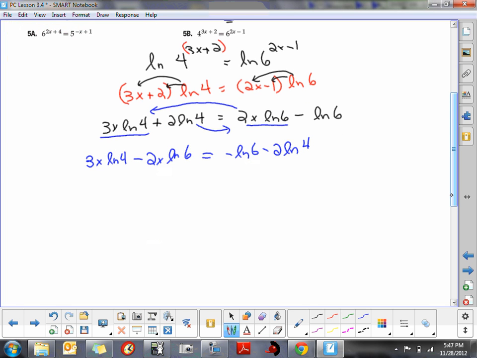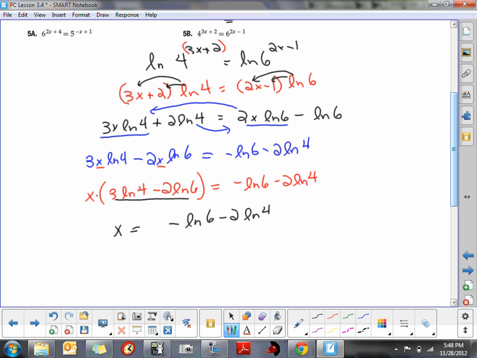Once we get to this stage, it's going to be a factoring stage. Factor out your x that's common to both terms, so x times 3 times the natural log of 4 minus 2 times the natural log of 6, and that equals your negative natural log of 6 minus 2 natural log of 4. We want to get rid of the multiplication of this constant, so x equals, we're going to divide the left and the right side by 3 natural log of 4 minus 2 natural log of 6.